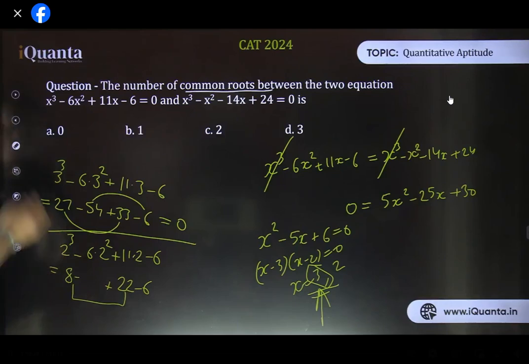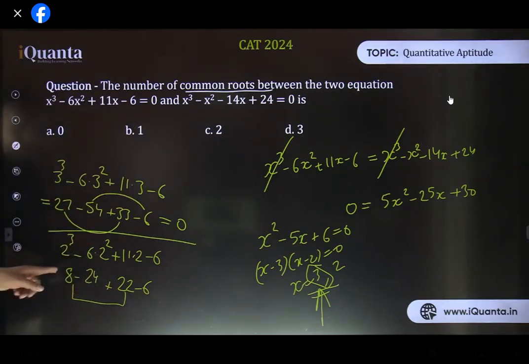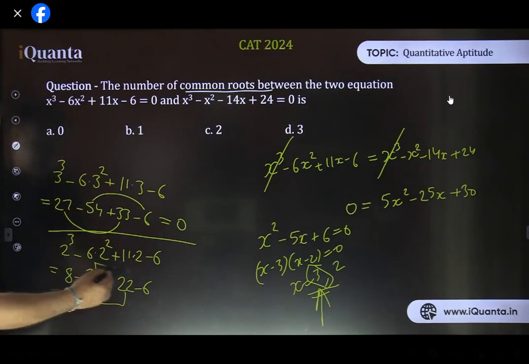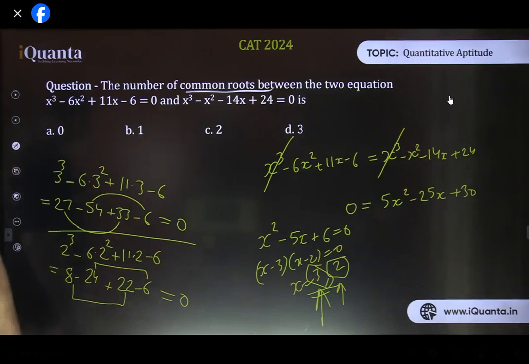This was 24. 2 square is 4, 4 into 6 is 24. So 8 plus 22 is 30, and 24 and 6 also add up to 30. Okay, again it becomes 0. So this is also a common root. Yes, it was 24. I did it knowingly to see whether you are vigilant or not. Good, you are alive. So 3 and 2 are the two roots.